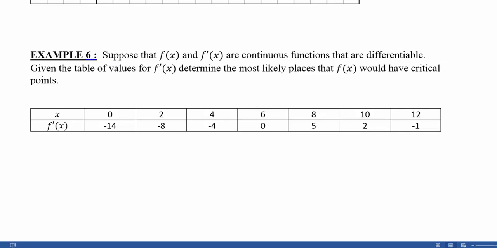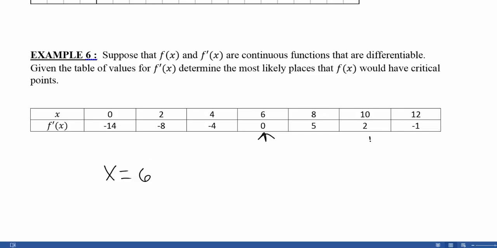So here, again, to find critical points, I want to know when the first derivative equals 0. So an initial scan of my table indicates that my first derivative is going to equal 0 when x equals 6. So x equals 6 is my first critical point of f of x, of the original function. However, there's another sneaky one kind of hidden in here.